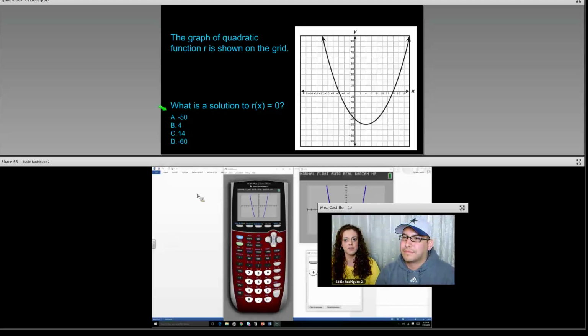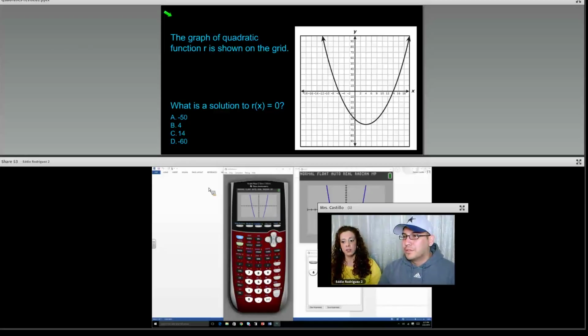Now let's look at this problem. It says the graph of the quadratic function r is shown on the grid. What is the solution to r of x equals 0? In other words, what would be the solution to this quadratic function? Well, I remember solution meant where the graph crosses the x-axis. And luckily, I don't have to graph anything. It's already graphed for me.